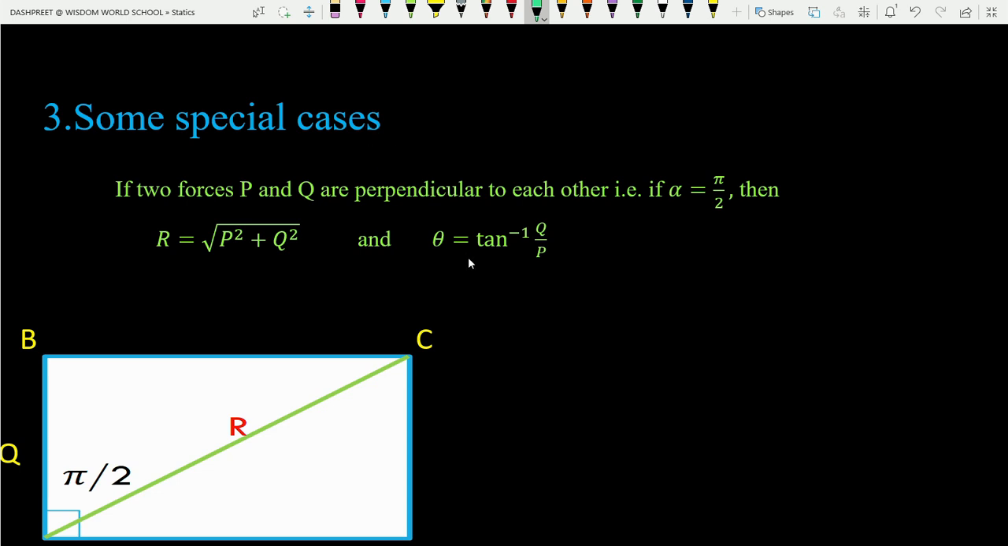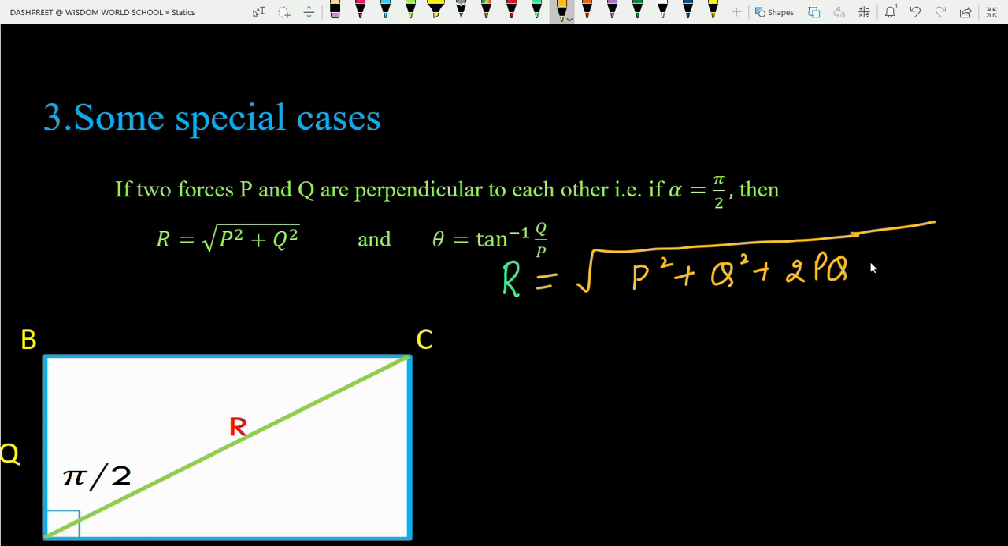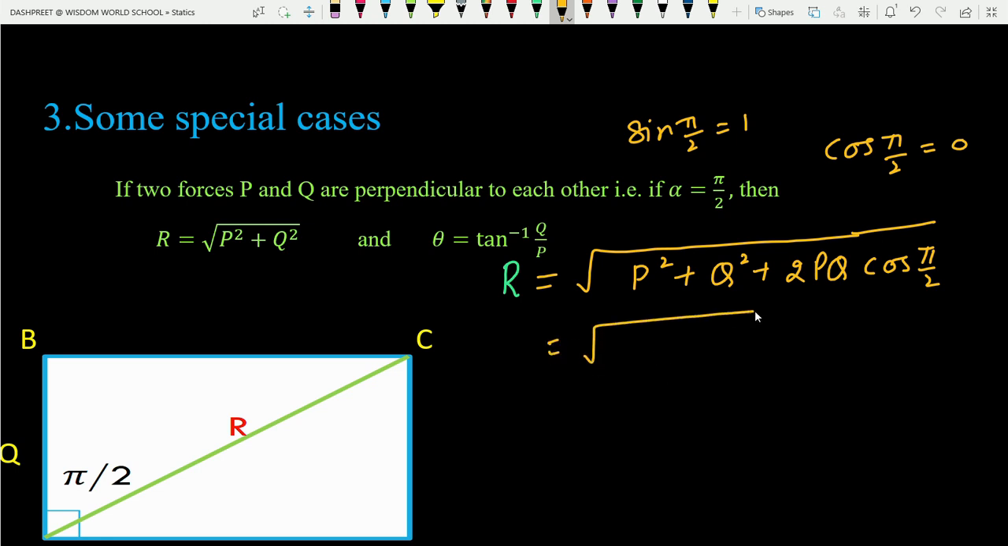Now look, the formula we derived for the resultant R is root P square plus Q square plus 2PQ cos alpha. Alpha here is pi by 2, so you will write cos pi by 2. Now what is the value of cos pi by 2? Cos pi by 2 is equal to 0. Also, what is the value of sin pi by 2? The value of sin pi by 2 is 1. So putting the value of cos pi by 2, we get R equal to root P square plus Q square.